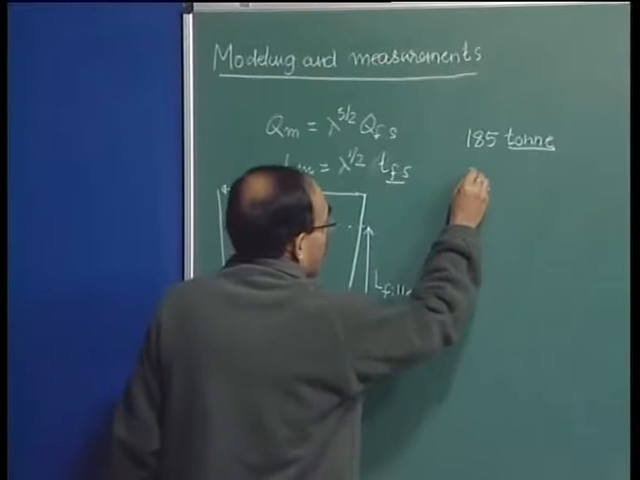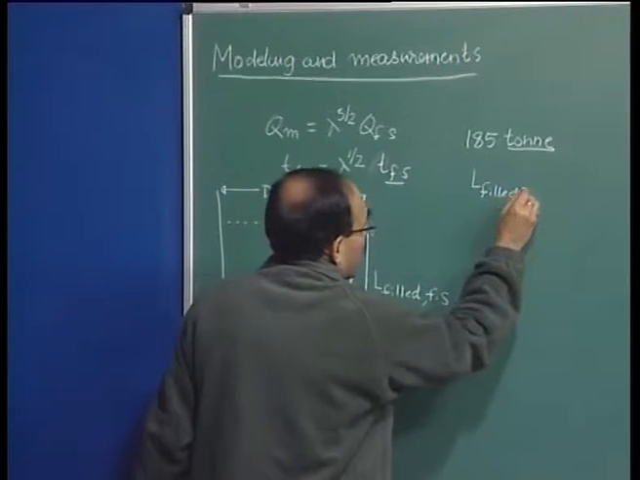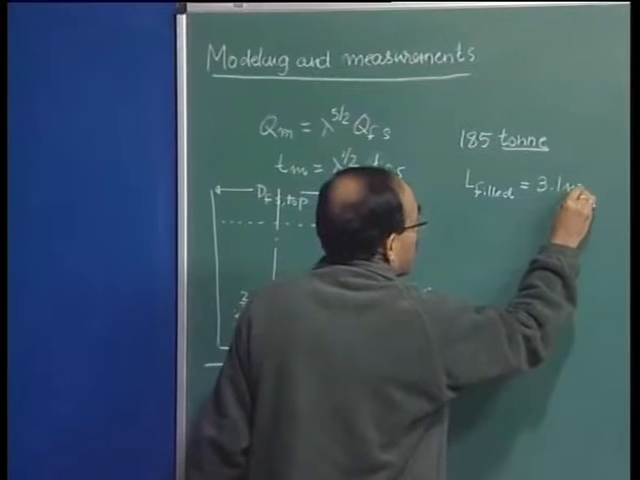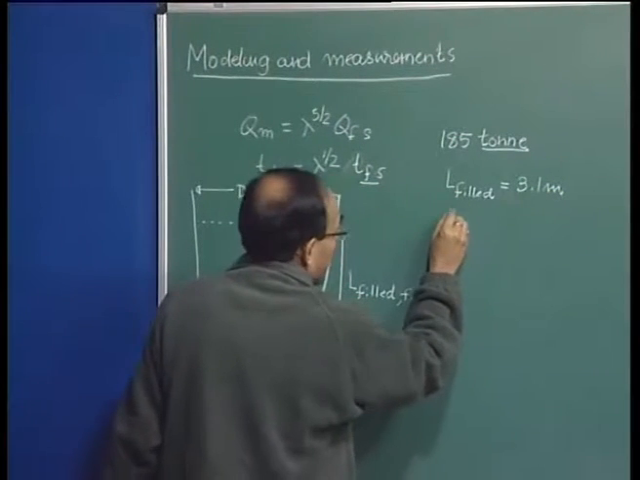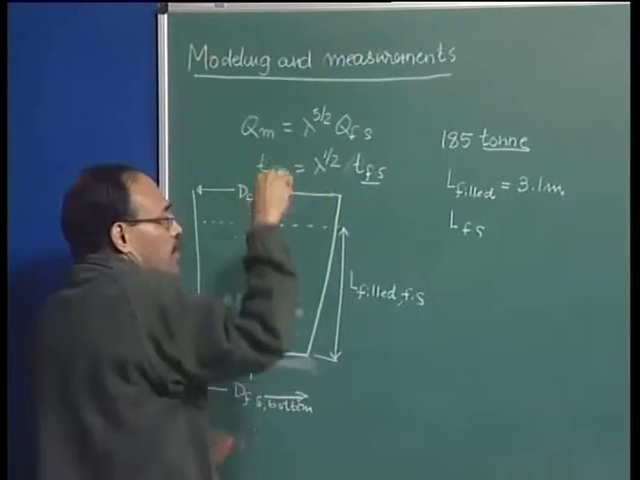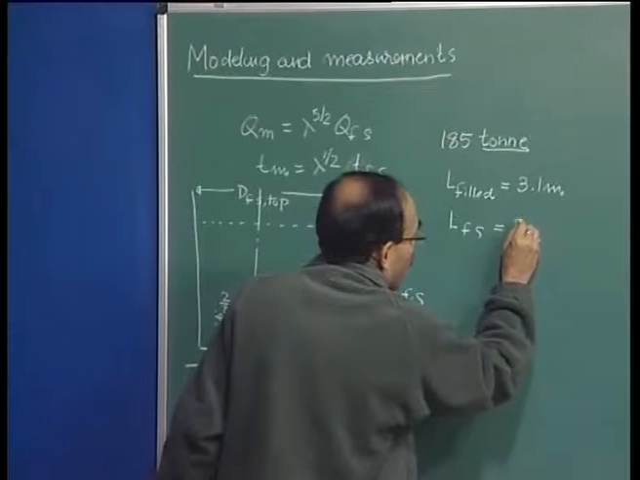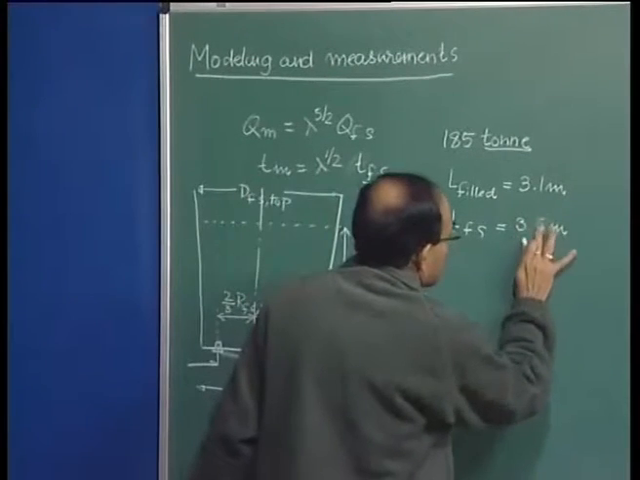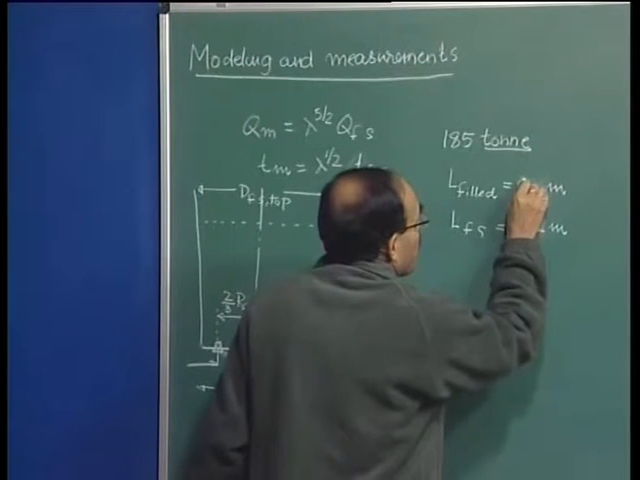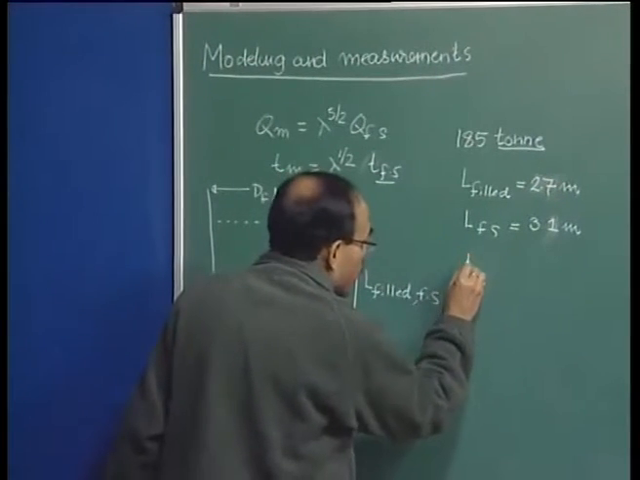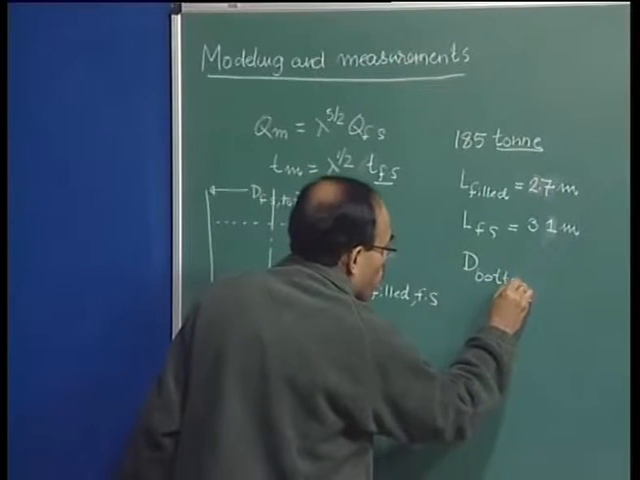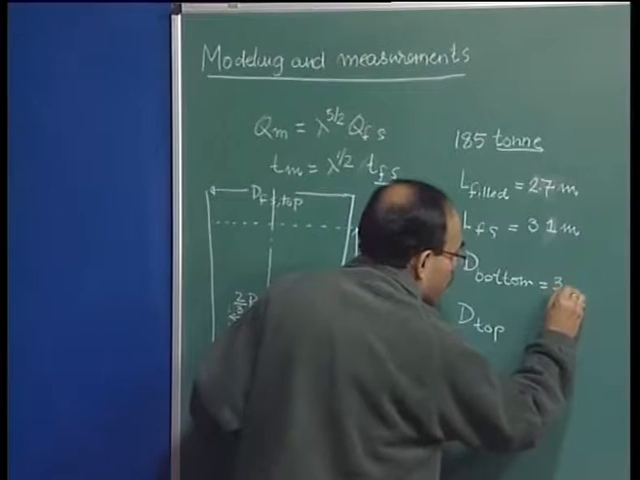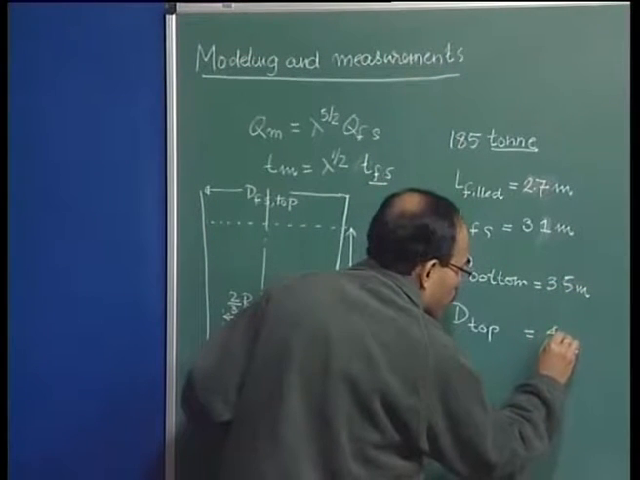So, L filled, and this is the full scale system, let us say is about 3.1 meter. Then we have L full scale, which is the total height of the ladle, and suppose this is about 3.5 meter. Then, let us say this is 3.1, that is better, and I think we will put it as 2.7. Okay. And then we have D bottom and we have D top, and D bottom let us put a value of 3.5 meters, and D top let us put a value of 4 meters.